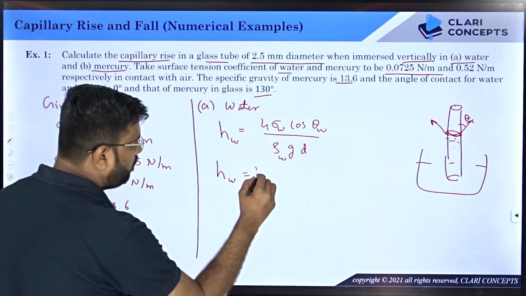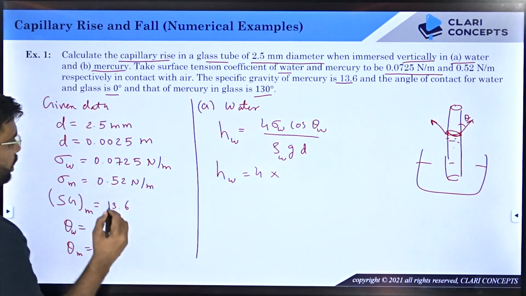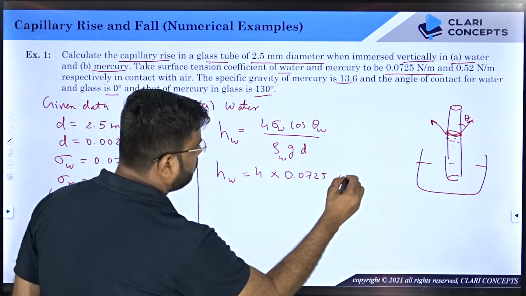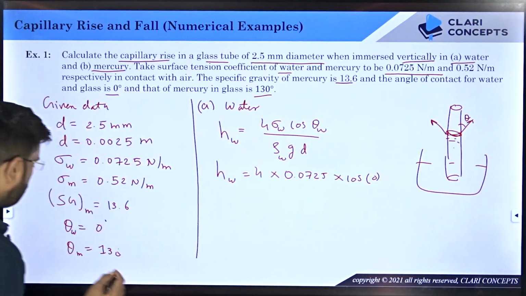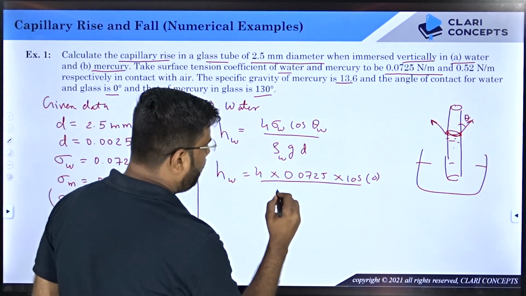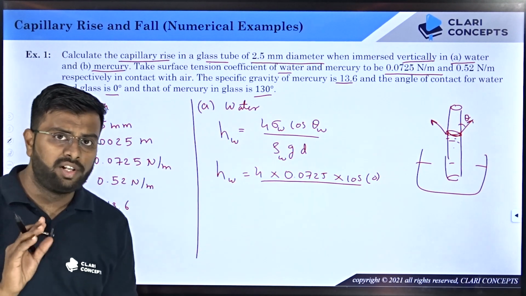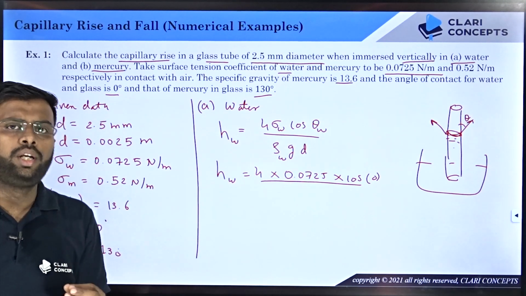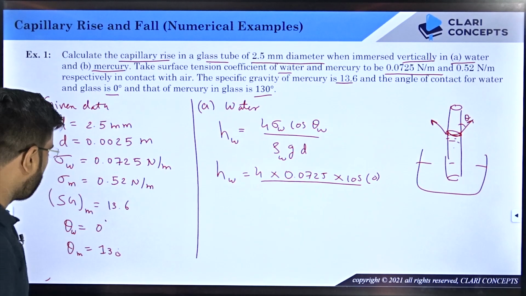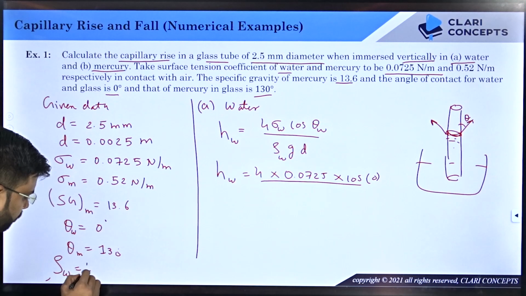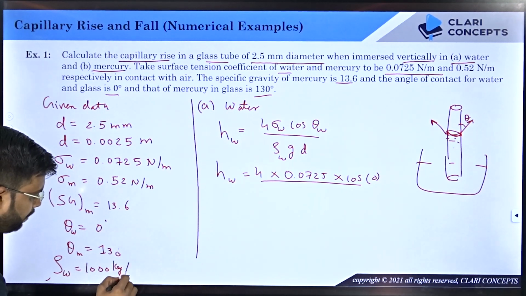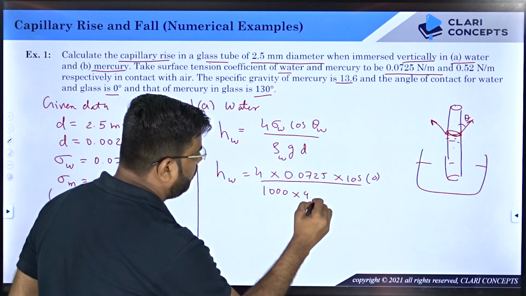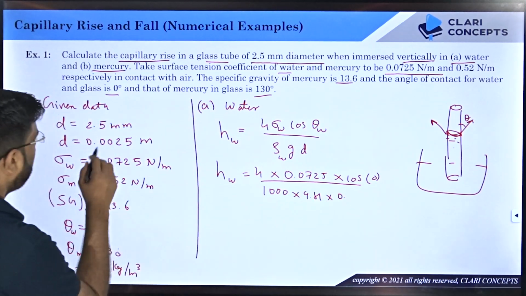I know 4. What is sigma w? 0.0725 into cos theta w, which is cos 0 degrees, divided by the density of water. You must know the value of the density of water because many times it will not be given in the numerical, but it is expected that as a student you know it. It is 1000 kg per meter cube. So I will use 1000, then g is 9.81, and d is 0.0025.